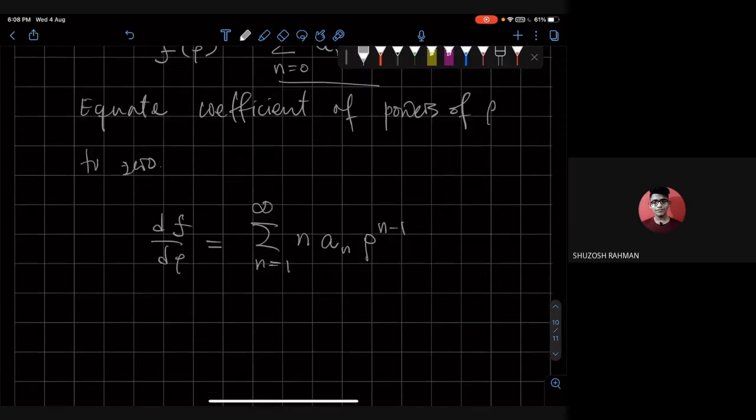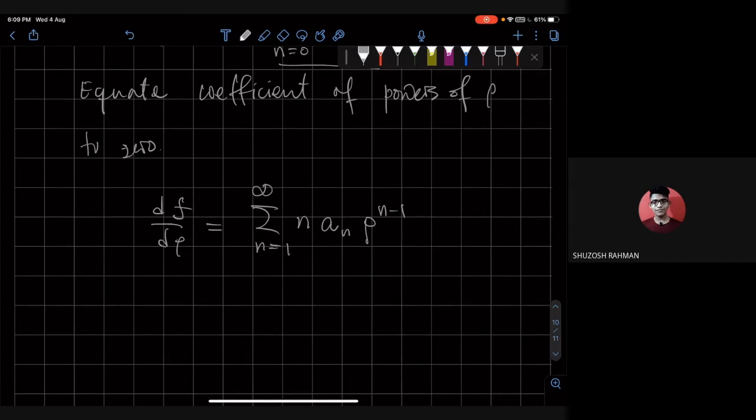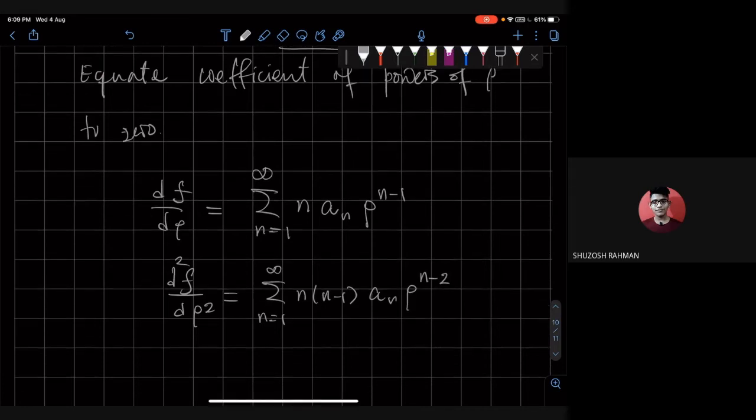This is implied, so you don't have to do that. And then if I take the second derivative of f with respect to rho, I'm going to have the sum from n equals 1 to infinity of n times (n minus 1) a_n rho to the power n minus 2. And here we see that n equals 1 also does not contribute, so this is going to start from n equals 2. And that's all we need.